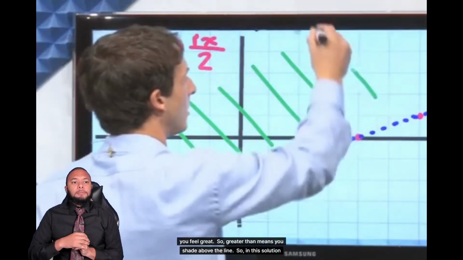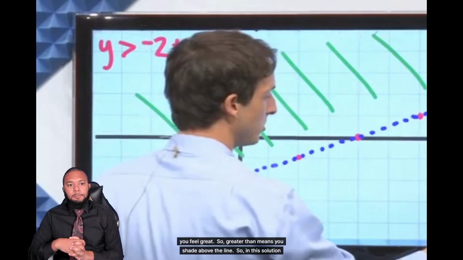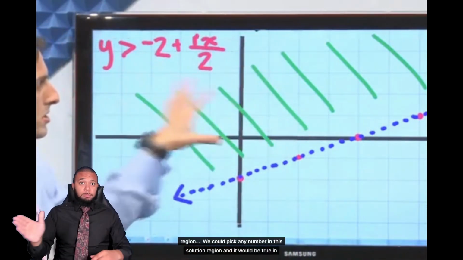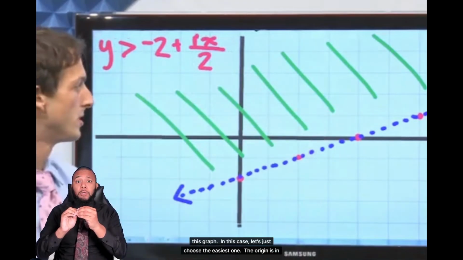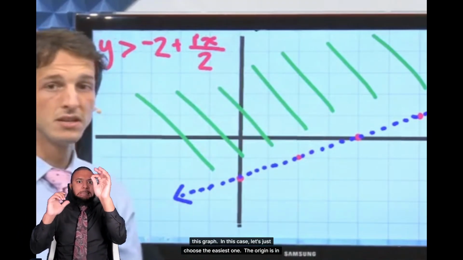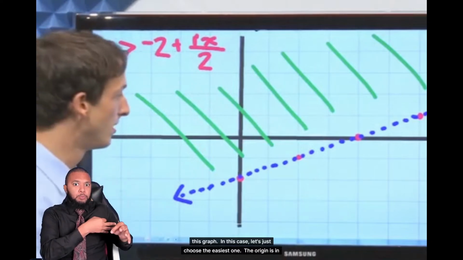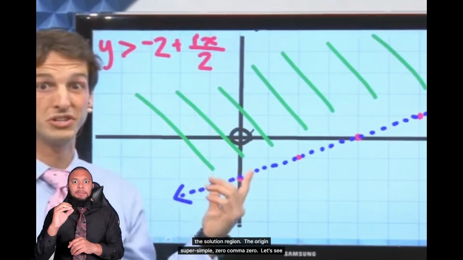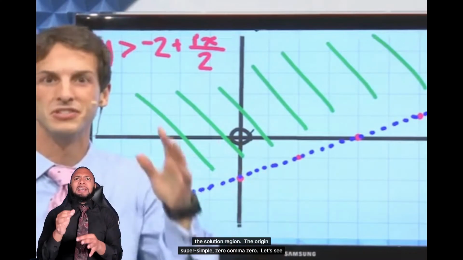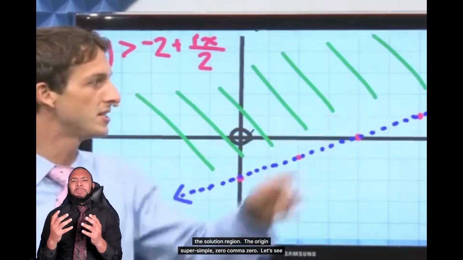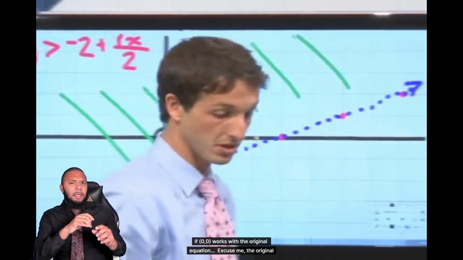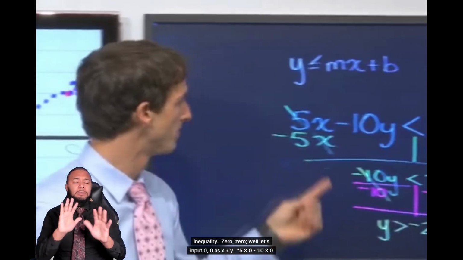So this solution region, we could pick any number in this solution region and it would be true in this graph. In this case, let's just choose the easiest one. The origin is in the solution region. The origin's super simple, 0, 0. Let's see if 0, 0 works with the original equation. Excuse me, the original inequality.